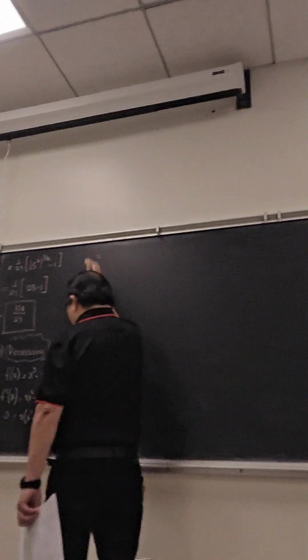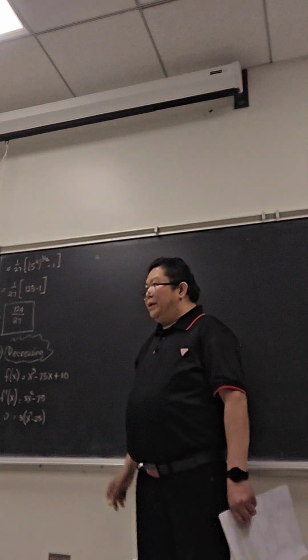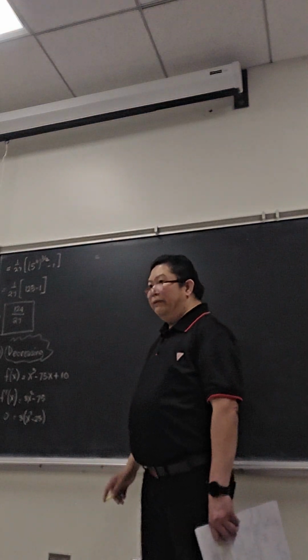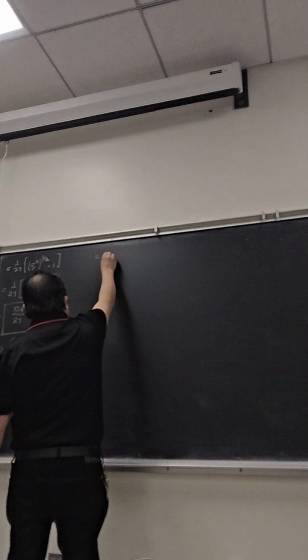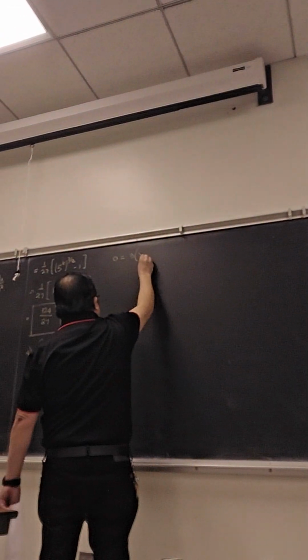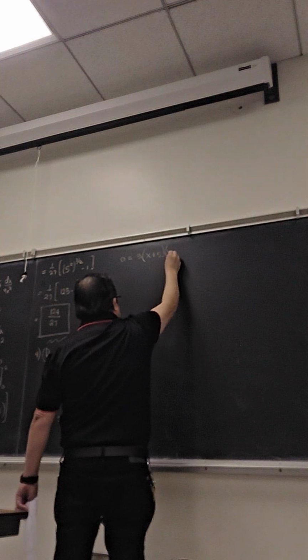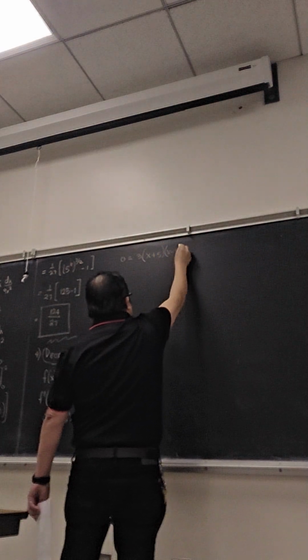Okay, we'll continue here. So, this can be factored also. Sum and difference, right, of 5. So we have x plus 5 and x minus 5.